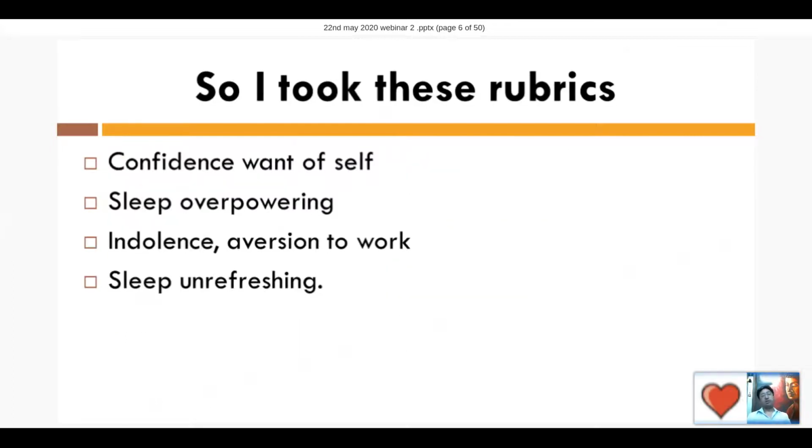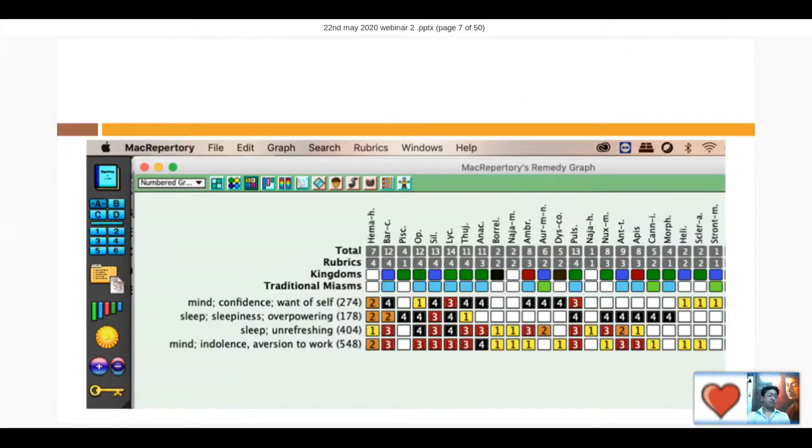So according to that state, and the way of my practice, I took these rubrics: confidence, want of self; sleep overpowering; indolence, aversion to work; and sleep unrefreshing. So here comes the chart. Taking these rubrics, I prescribed one remedy after another, but he did not respond to anything. Every time he came back and said the problem is the same, no change, no change, no change. So after a few months, he left my treatment. As there was no change, definitely he would go.